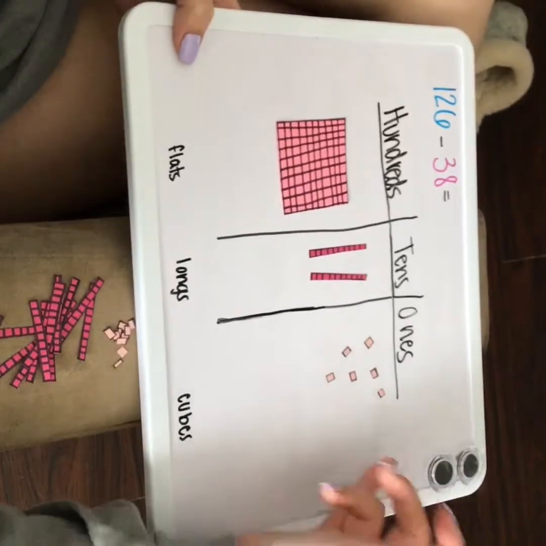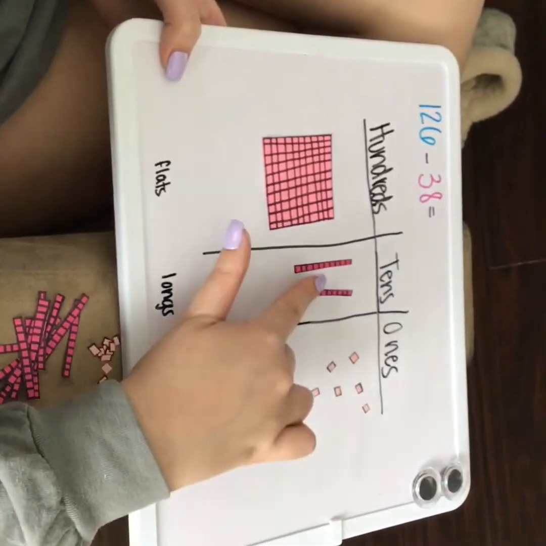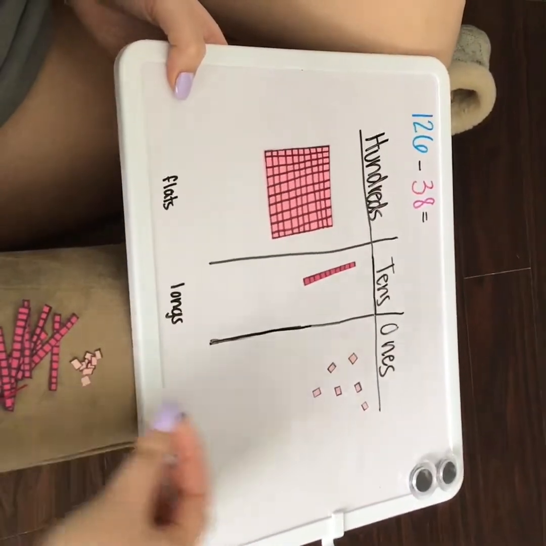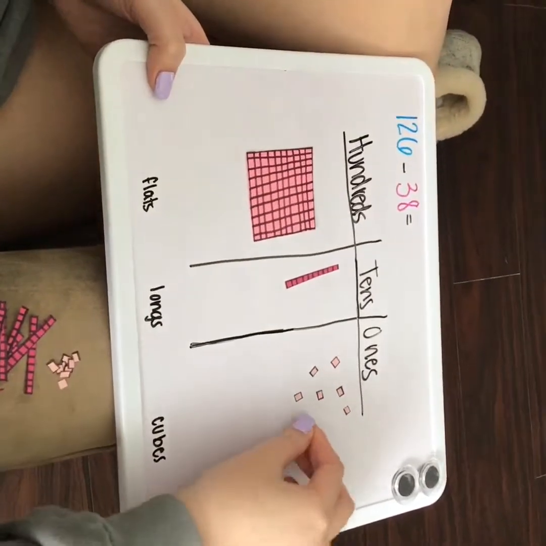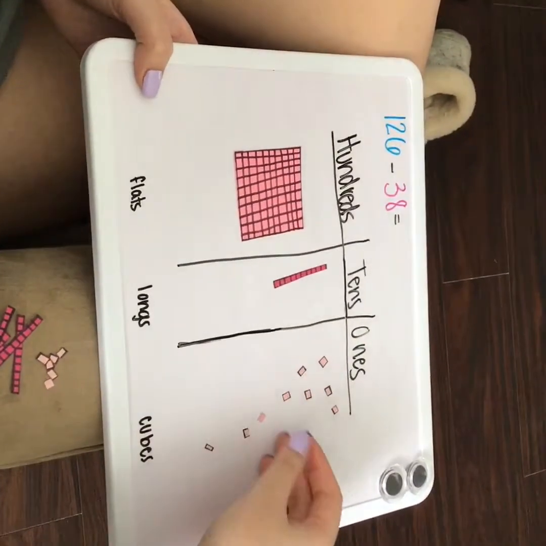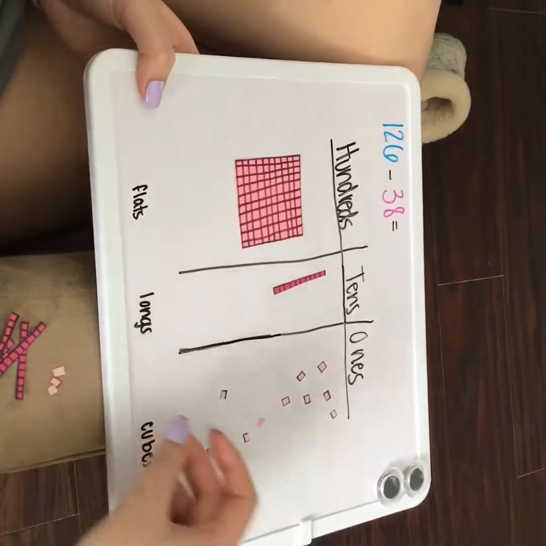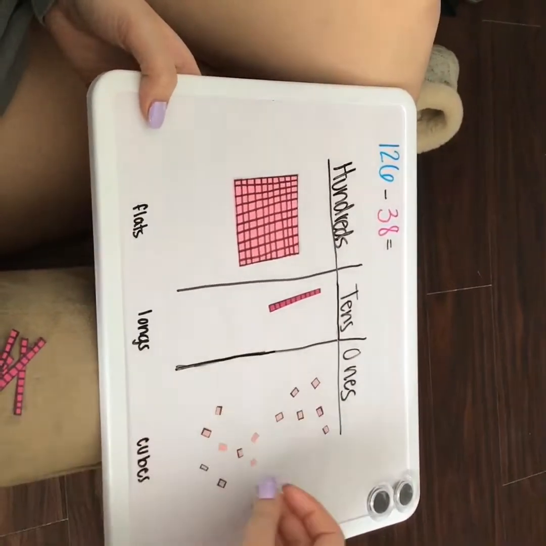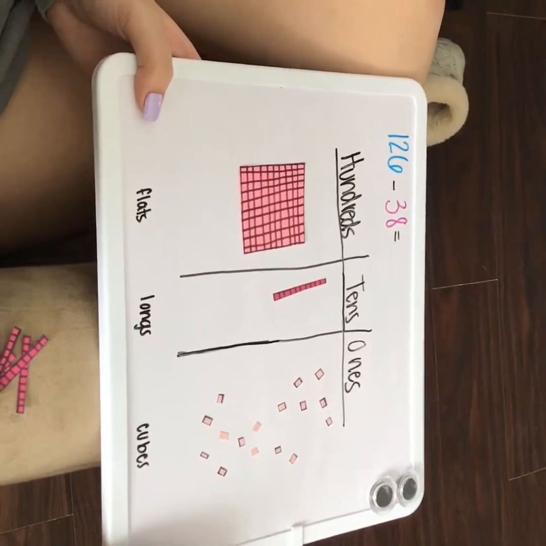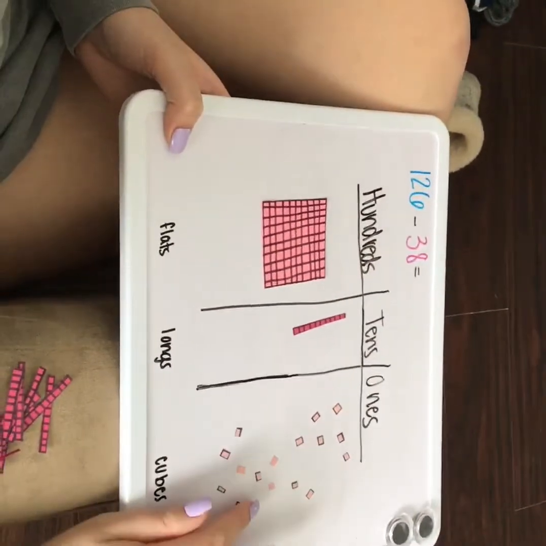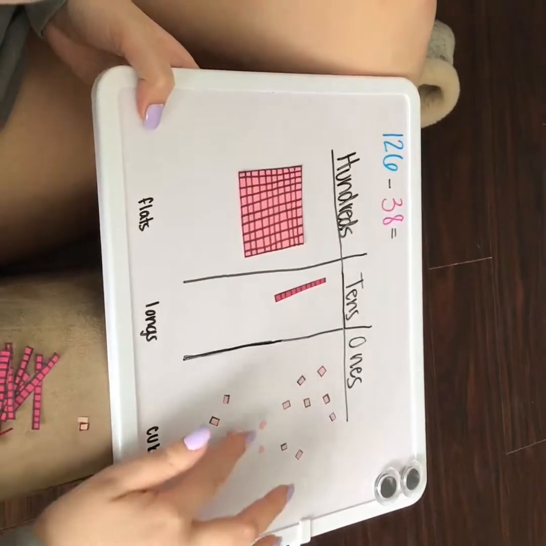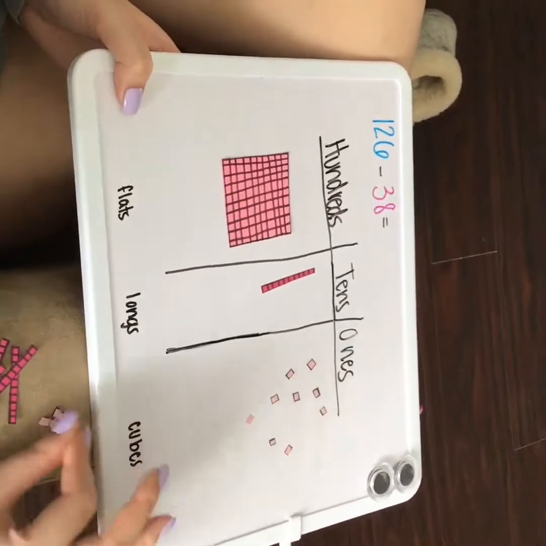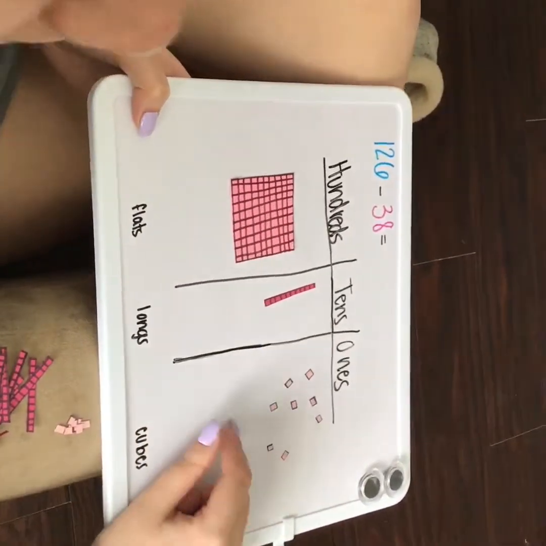We're going to have to subtract 8 from the 6 ones. And since we don't have 8 here, we're going to need to regroup one of these longs. So we're going to take one of these longs away, which represents 10 cubes. So we're going to go ahead and add 10 cubes. 1, 2, 3, 4, 5, 6, 7, 8, 9, 10 cubes. So now we're going to be able to take away the 8 ones that we have to take away. 1, 2, 3, 4, 5, 6, 7, 8. And that leaves us with 8 ones.